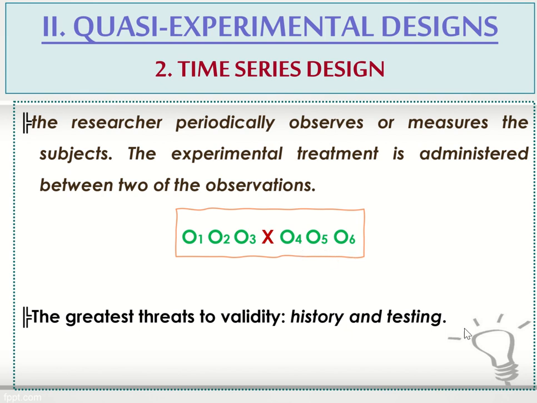So the results of this study would help the researcher determine if low back pain persists, if a specific exercise is effective in reducing low back pain, and if effectiveness of the exercise persists. So the time series design with its numerous observations or measurements of the dependent variable helps strengthen the validity of the design. So the greatest threats to validity are history and testing.